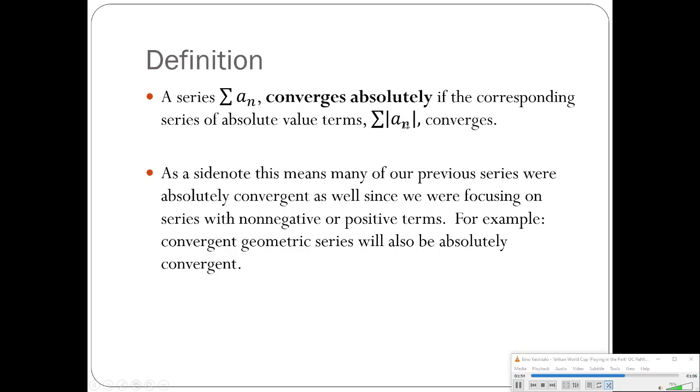This means they all have the same sign, so the terms are all small enough and decreasing towards zero fast enough that they converge. A lot of the series we've been dealing with were absolutely convergent because a lot of them were non-negative or positive. Geometric series are absolutely convergent. P-series that were convergent would be absolutely convergent.